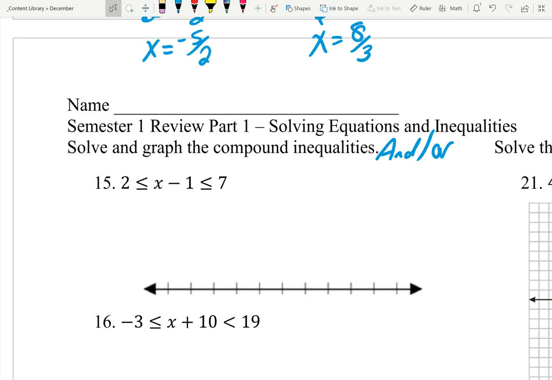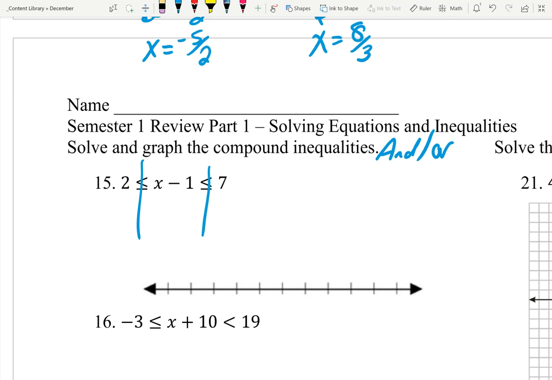All right. So when we're solving this, our goal is to get the x by itself. But the problem is there are 3 sides to our inequality. We have a left side, a middle, and a right side. What we want is x by itself in the middle. So notice the x is not by itself in the middle. It's got this minus 1.